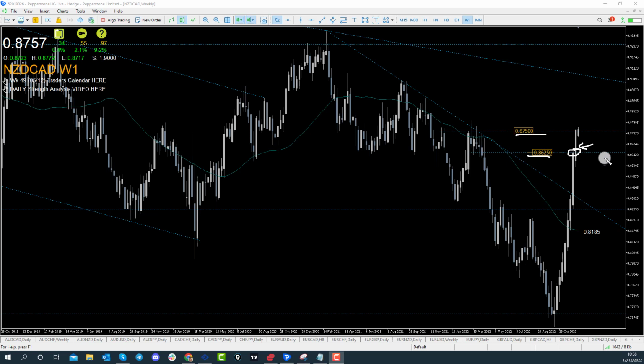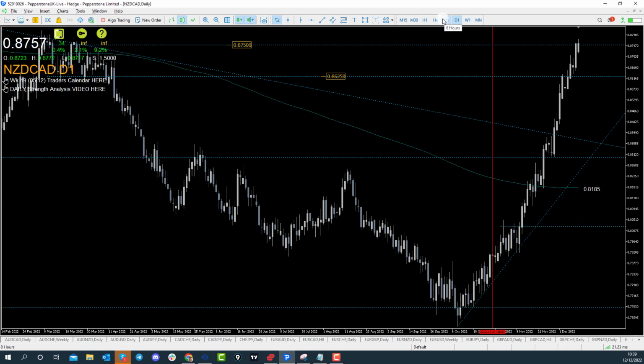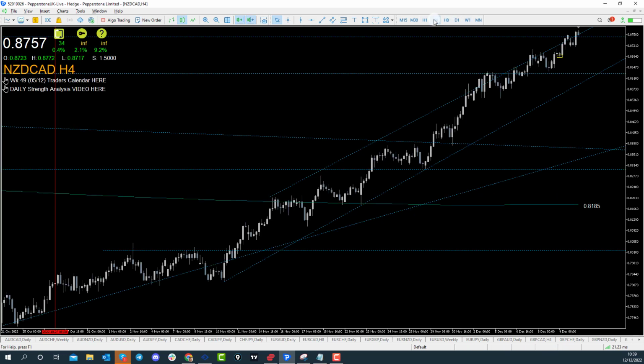Price has then rallied towards the next level of interest, which was the 0.8750, and again we're kind of giving ourselves a bit of a warning here, because now we're at this resistance area. We've got to be a little bit careful of what happens to price.